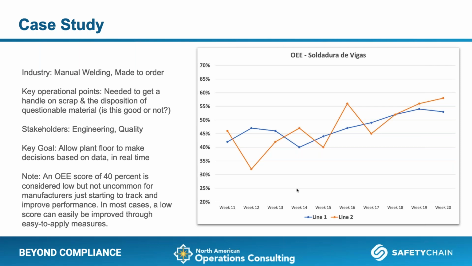And so we started with the OEE there in week 11, as you can see on the graph. You can see we were in the mid 40s. We looked at two different lines here, but you can see over the first 10 weeks, we're going from the mid 40s to the mid 50s, maybe a little bit higher.